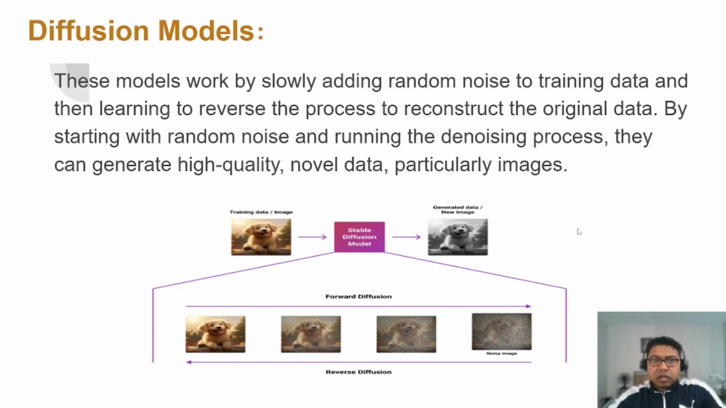Then the diffusion model. Image generation uses diffusion models, or stable diffusion, which actually means not only Stable Diffusion but most of the LLMs that generate images use this diffusion model. These models work by slowly adding random noise to training data and then learning to reverse the process to reconstruct the original data, by starting with random noise and running the denoising process. They can generate high quality novel data, particularly images.